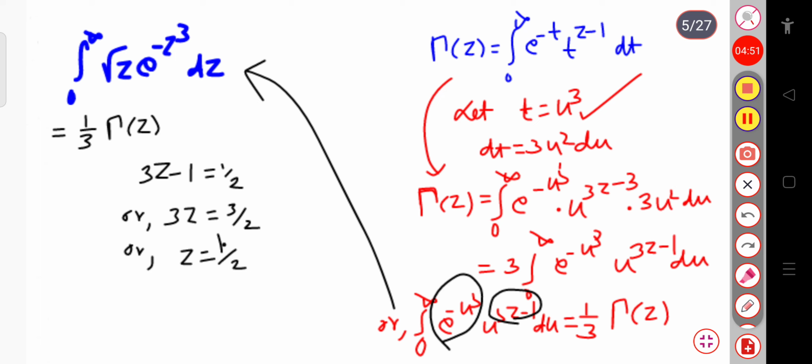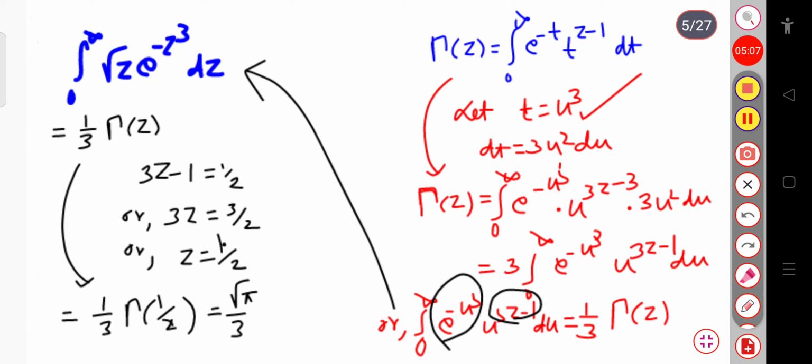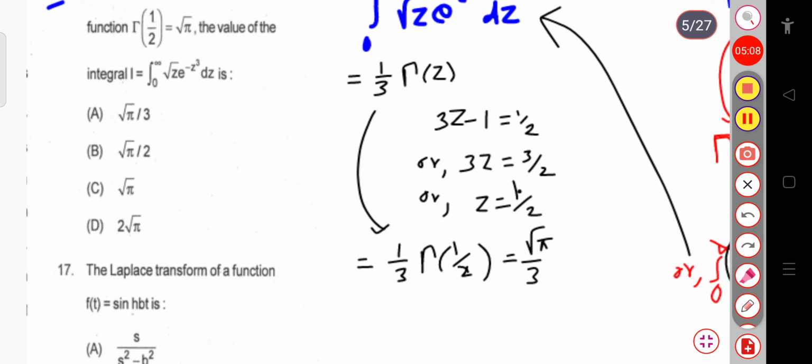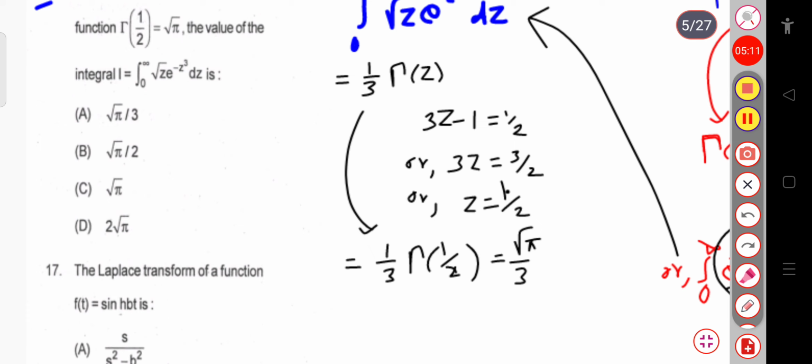Now if I put this value here, then this is equal to 1 by 3 into gamma of 1 by 2, and you know gamma of half equal to root over pi. So your answer will be root pi divided by 3. Now you can check your answer. So this is our correct answer.